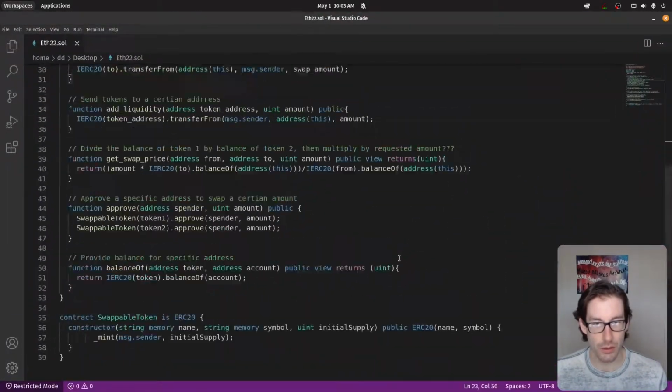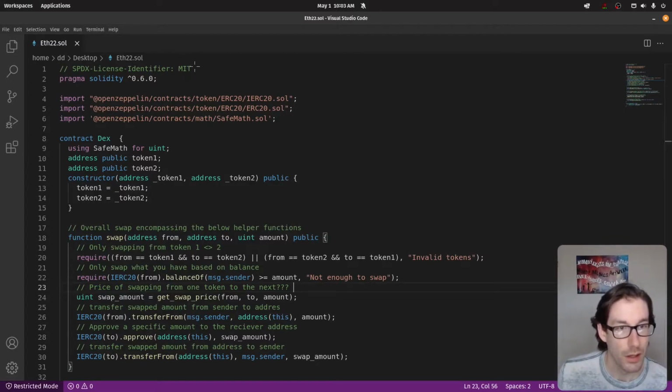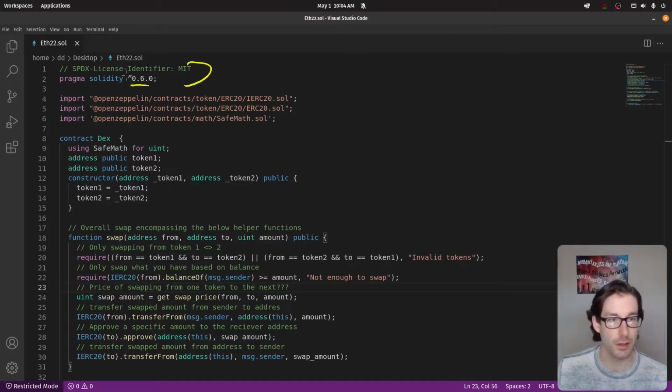Before we go into the solutions, as per usual, we're going to review the code. So in the code, we'll just walk through the whole thing. Here we have the compiler version, so 6.0. Remember, floating points no bueno, it should be static. We're going to import a few things.